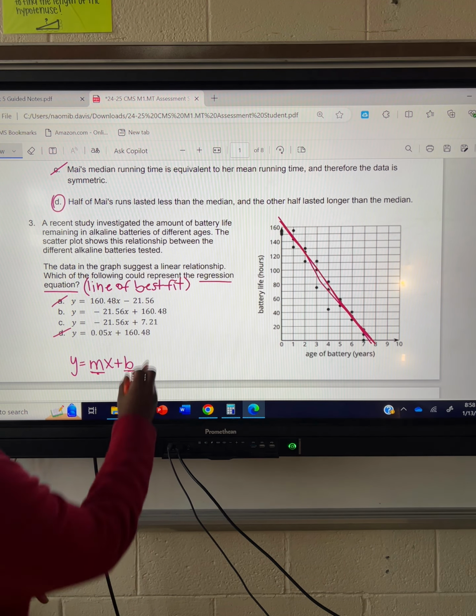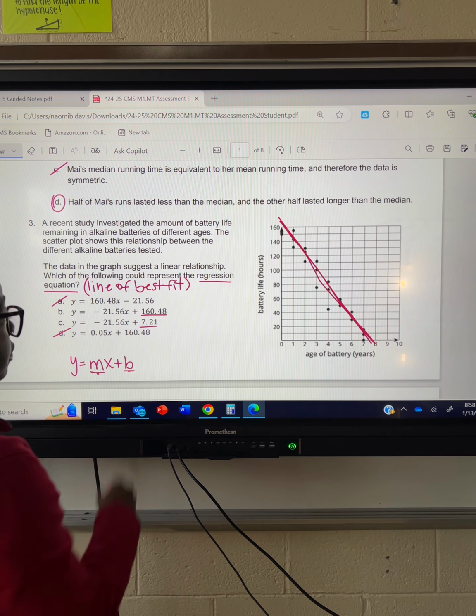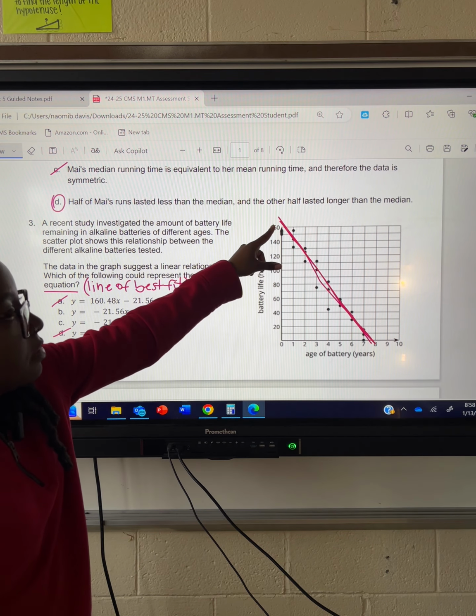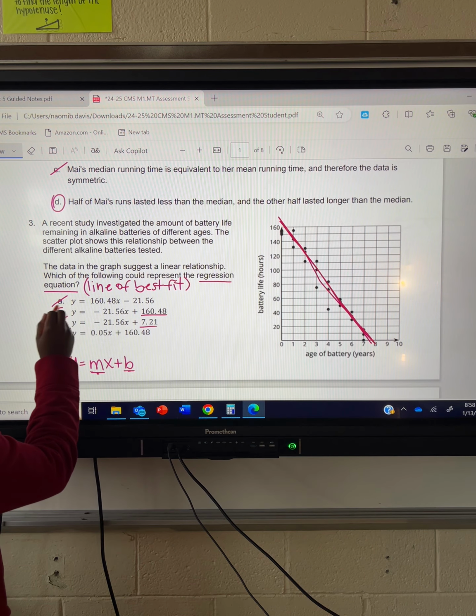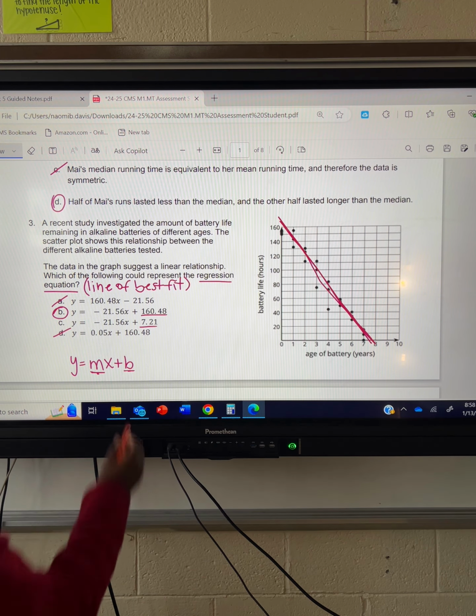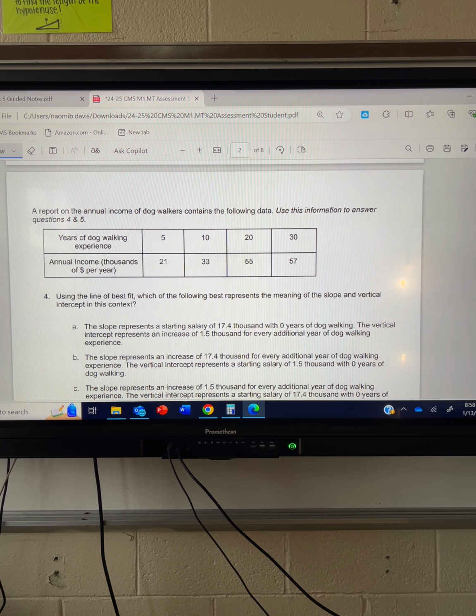The difference between B and C is the y-intercept. Where's my y-intercept? 160. B. That's it. 4. I zoomed in. I wasn't supposed to zoom.